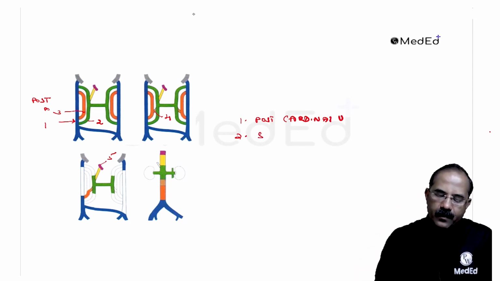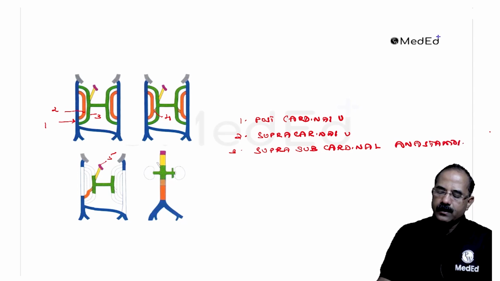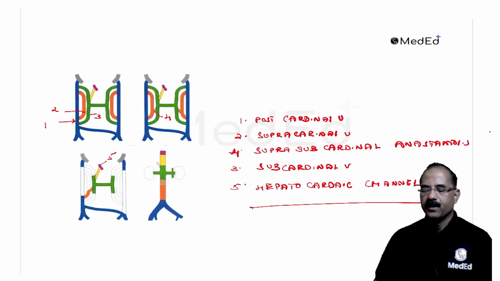Second is supracardinal vein. Third, supra-subcardinal anastomosis. Then subcardinal vein, hepatocardiac channel. That's the formation of IVC.